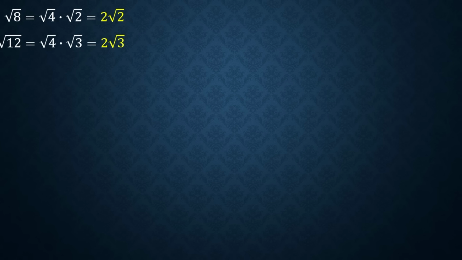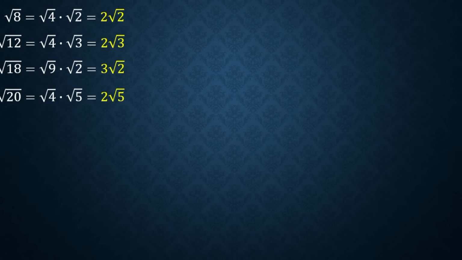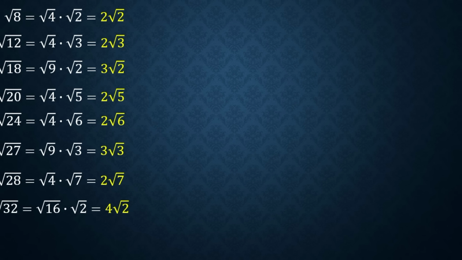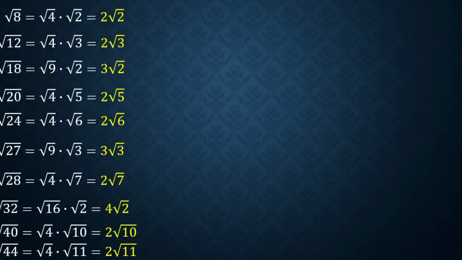So, yung square root of 12, that is 2 square root of 3. Square root of 18, that is 3 square root of 2. Square root of 20, that is 2 square root of 5. Square root of 24, 2 square root of 6. Square root of 27, that is 3 square root of 3. Square root of 28, that is 2 square root of 7. Square root of 32, that is 4 square root of 2. Square root of 40, that is 2 square root of 10. Square root of 44, that is 2 square root of 11.